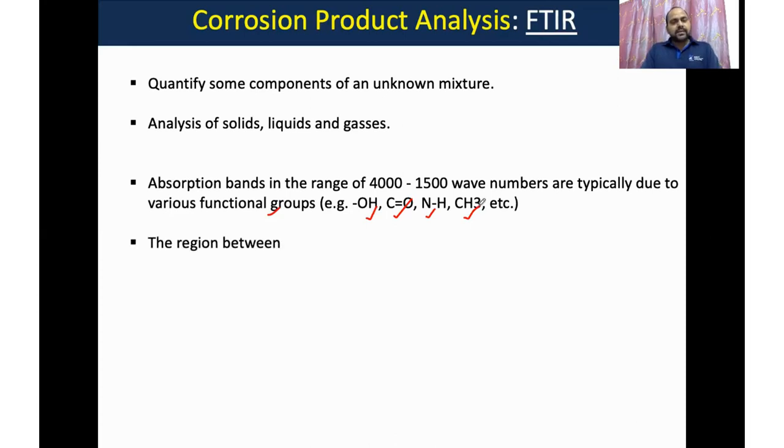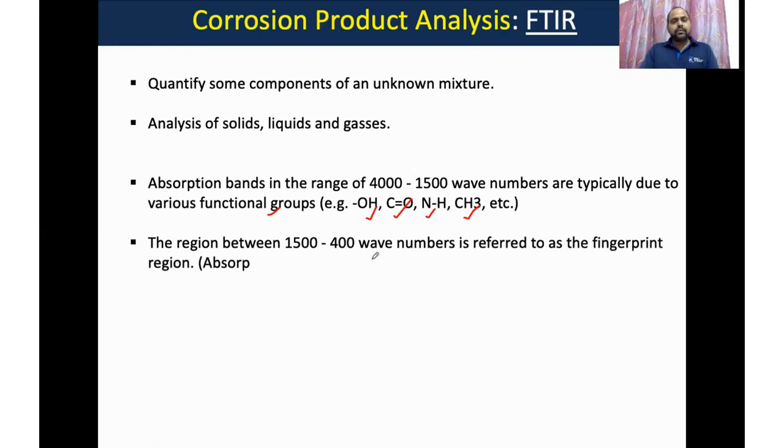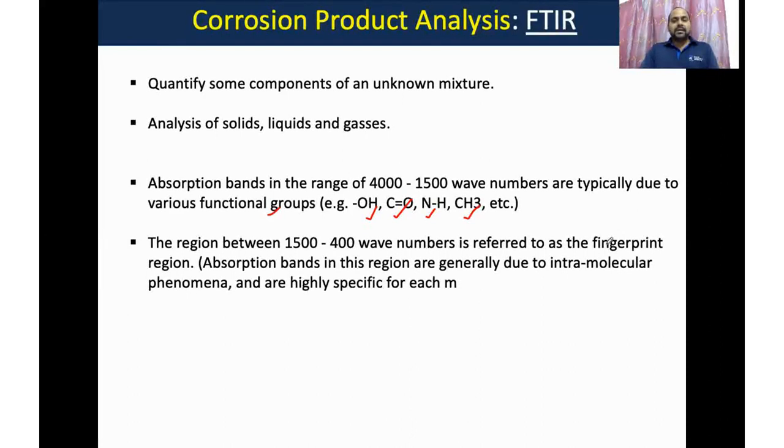So if any functional group is there, we can easily identify it by doing FTIR analysis. Similarly, the lower range, which is 1500 below to 400 wave number, is referred to as the fingerprint region. Fingerprint means it belongs to a particular element or material, and it is more of an intramolecular phenomenon. So you can divide it into two regions: higher than 1500, where we get the idea about functional groups, and lower than 1500, where we get the idea about what kind of element or molecule is there, right? This information we can get by FTIR analysis.